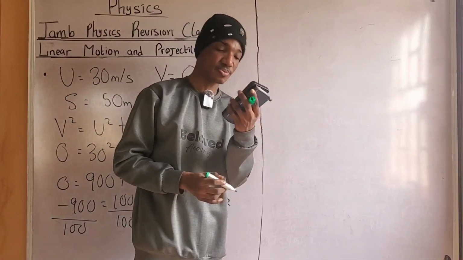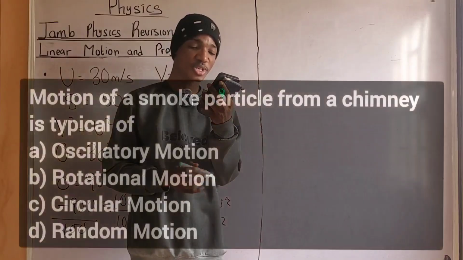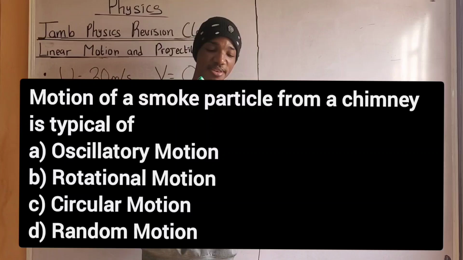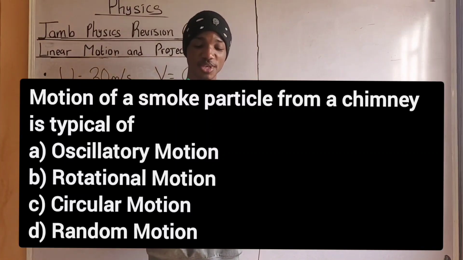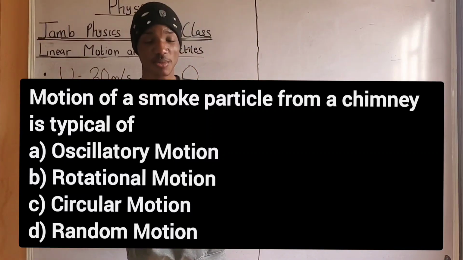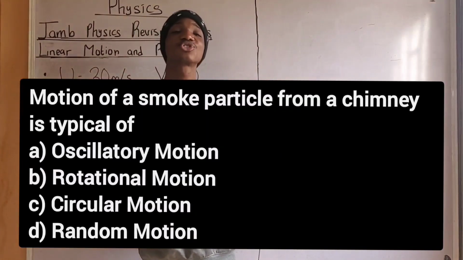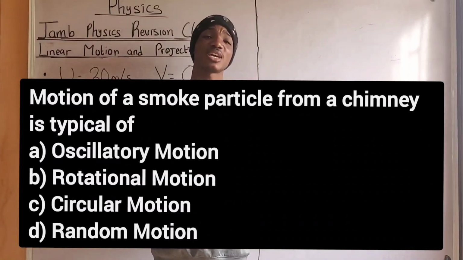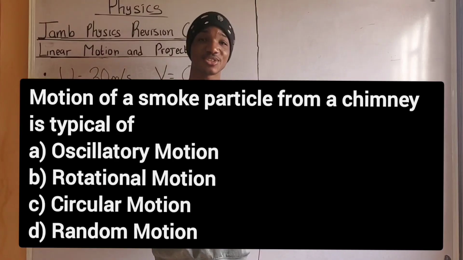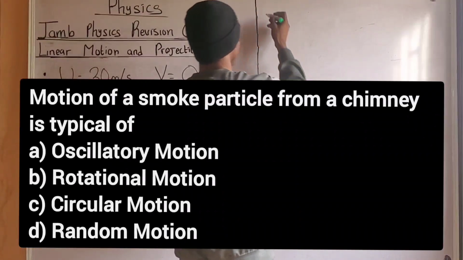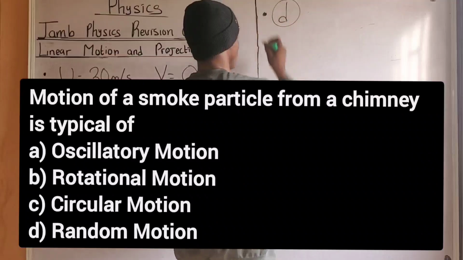Let's look at the next question. The motion of smoke particles from a chimney is typically A, oscillatory motion, B, rotational motion, C, circular motion, D, random motion. Okay. Have you seen smoke before? The motion is random. Are you getting it? The motion is not in circular form, so we cannot call it rotational motion. The motion is random. It doesn't have a particular direction. It doesn't follow a pattern. Are you getting it? So the correct option to that question is option D. For that question, option D is the correct option.